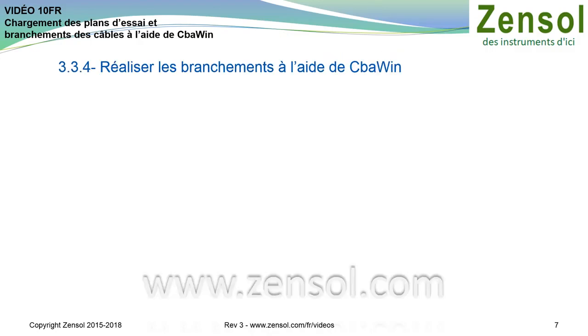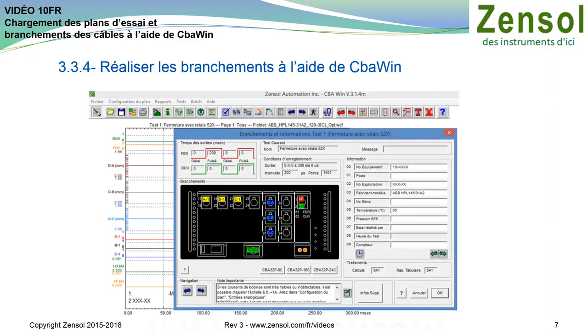Make the connections using CbaWin. Once the WCF test plan has been selected, the front panel of the CBA32P is displayed, along with the connections to be made to the circuit breakers. Check that the connections of the contact cables, with their yellow and red clamps, as well as the inputs used for the sensors, match what is shown in the picture. This ensures that test results are visualized on the graph.